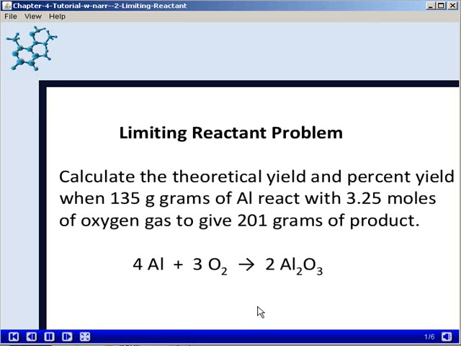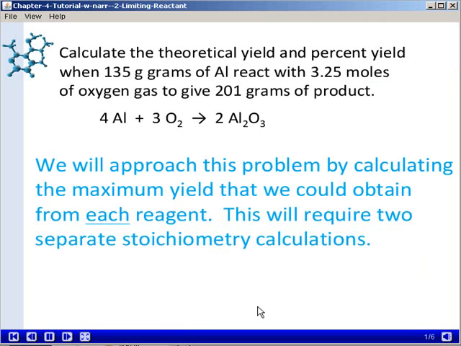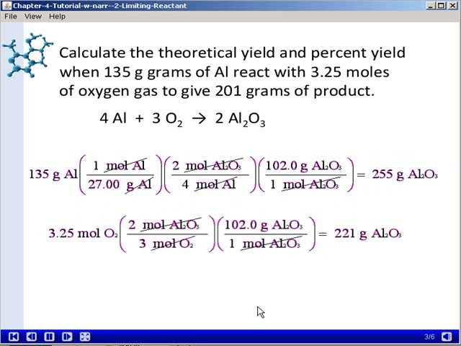In this limiting reactant problem, we will calculate the theoretical yield and the percent yield when 135 grams of aluminum react with 3.25 moles of oxygen gas in the equation given here to give 201 grams of product, aluminum oxide. We will approach this problem by calculating the maximum yield that we could obtain from each reagent separately. That means that we will have to do two separate stoichiometry calculations, starting in turn with each of the two reactants. Those calculations are done here.